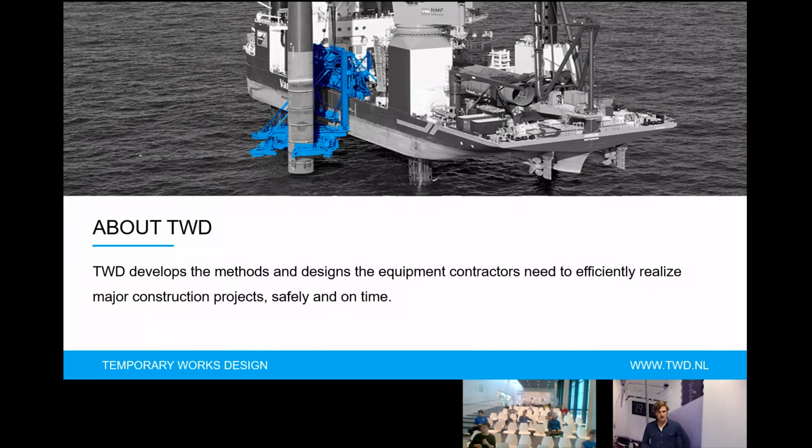So what does Temporary Works Design do? I already showed you some pictures, but we develop methods and we design equipment for contractors that they can use to efficiently realize big construction projects. And of course, they want to do this safely and on time. So this is our daily task, let's say.